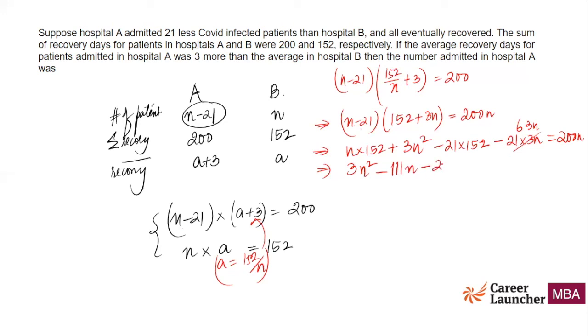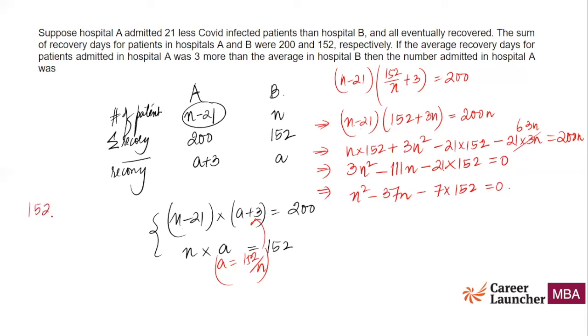I really don't want to make any mistake. This is very, very risky. Okay, great. 3 will cancel out. So if 3 cancels out, we'll have N squared minus 37N minus 7 into 152. I'll simplify this. Now the sum is 37 and the product is 7 into 152.